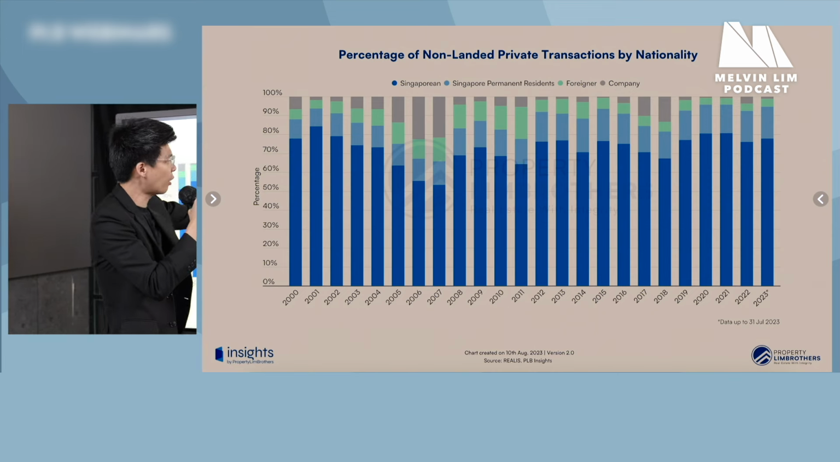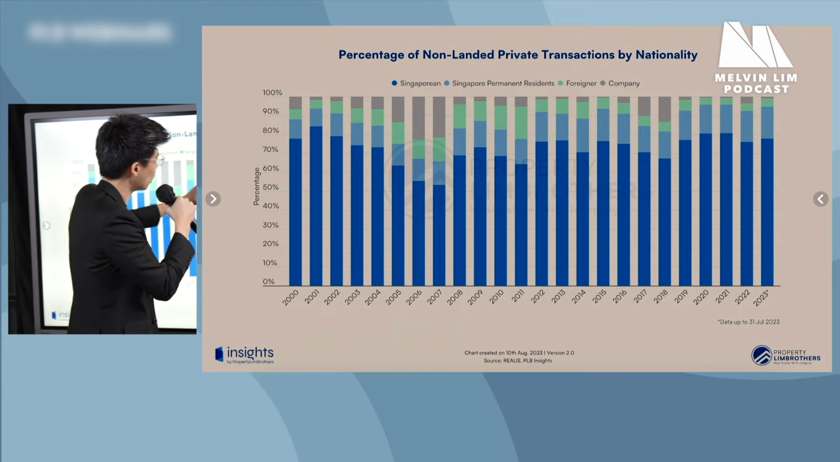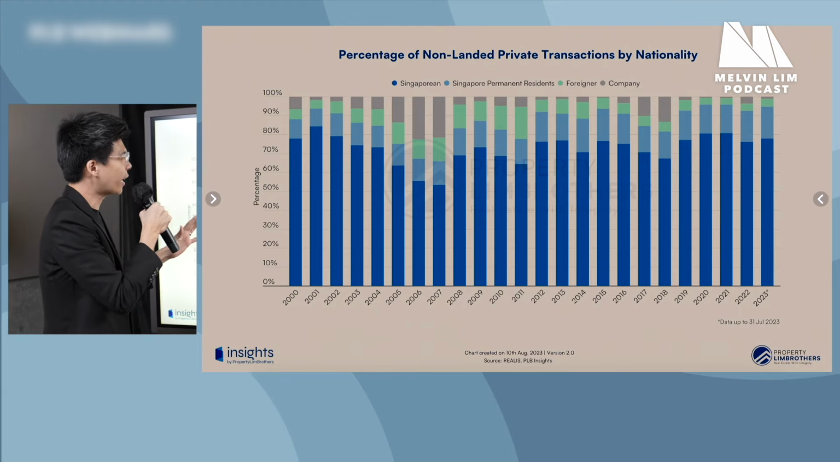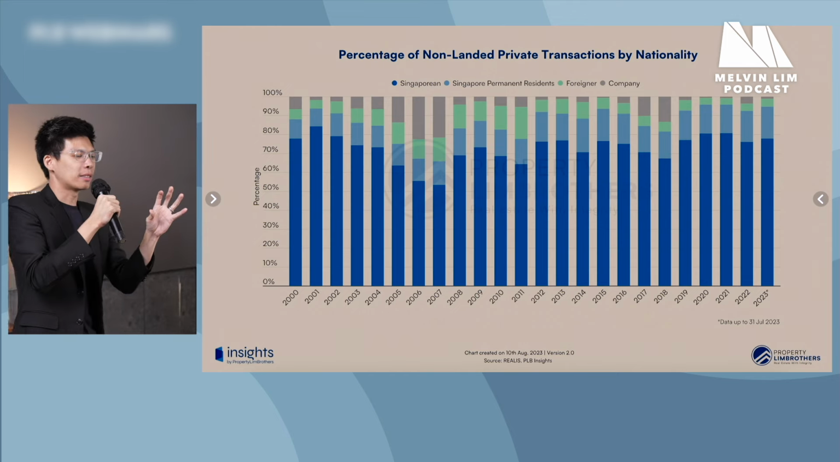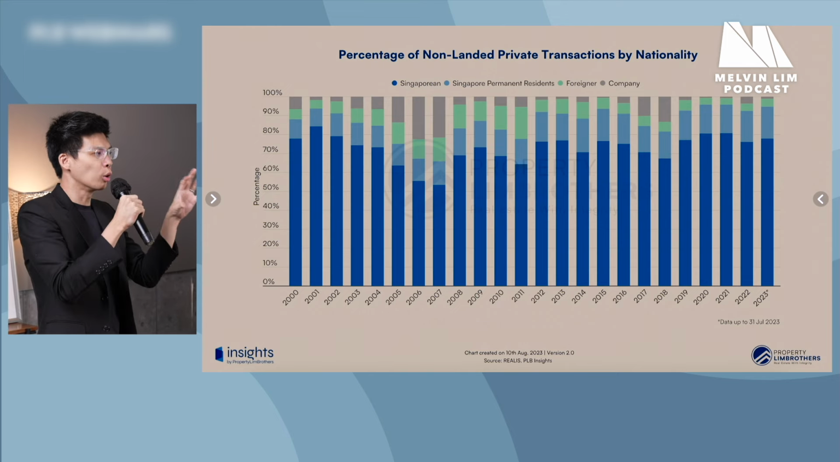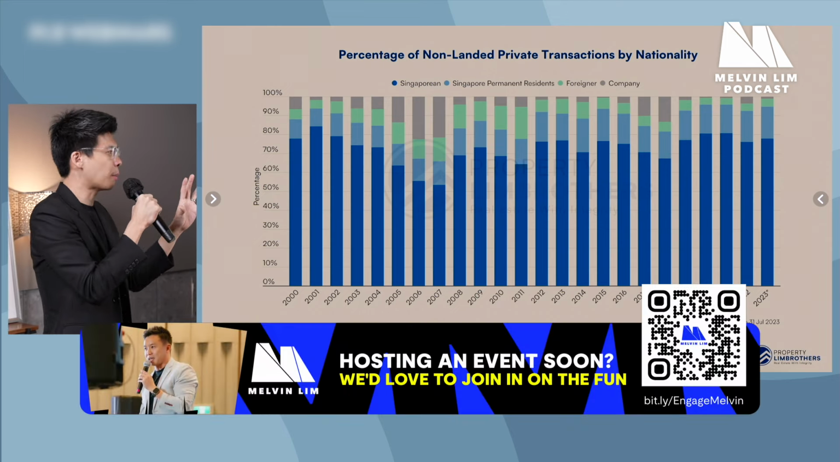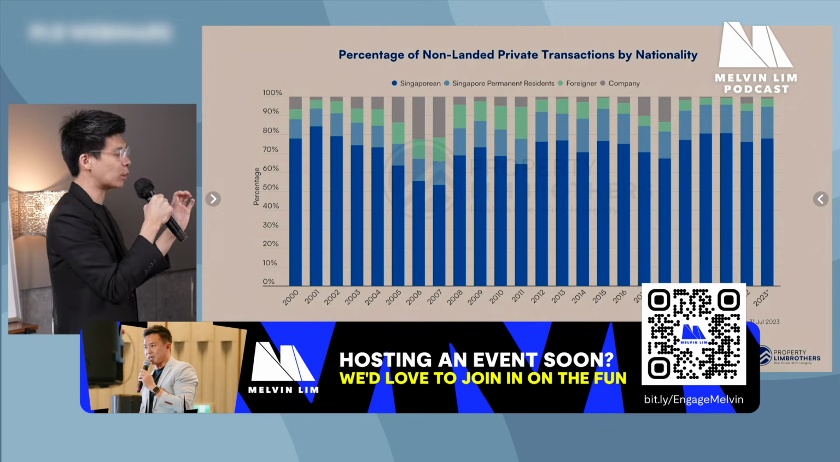But something that is very good and stable, if you look at the trend over the last 5 years from 2019, is what makes the property market so stable: most of the transactions, about 94 to 95%, are done by Singaporeans as well as PRs.